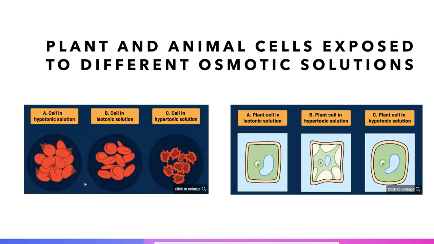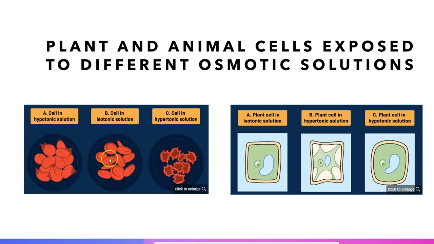So let's apply what we have just learned to plant cells and animal cells and see if there are any differences in how these different solute concentrations can affect the cell. On the left-hand side, we have red blood cells. Red blood cells should look like the ones in the middle here under B.